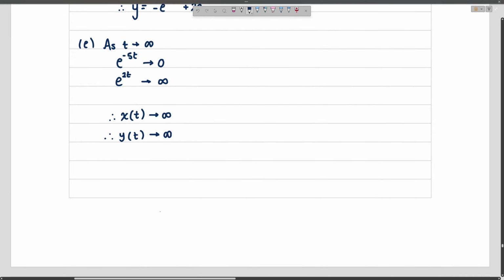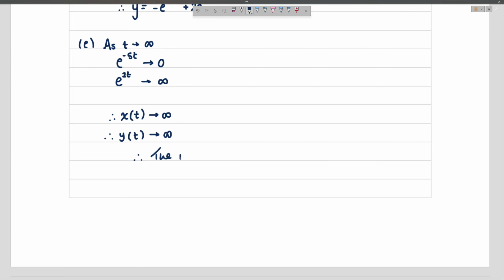Okay, so to finish with here then, all we say here is the model is unlikely to be suitable over a longer time period. Basically what it's saying here then is x and y just grow without bound, right? So they just keep growing and growing, which in a real life situation is not likely to be practical. So the model is unlikely to be suitable over a longer time period.